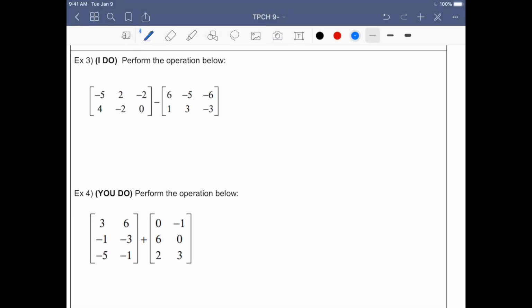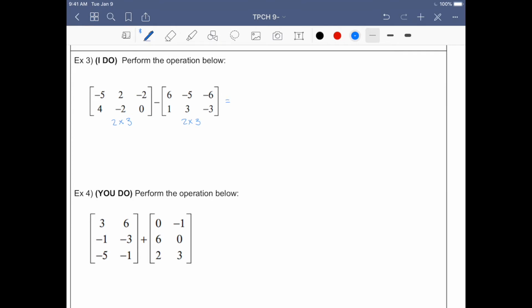Example 3, perform the operation below. Here we have subtraction. The first thing I want to do is make sure that both of these matrices have the exact same size. I can see from inspection that they do, but just for good measure, let's figure out the dimensions of both matrices. So I have 2 rows and 3 columns, and here I have 2 rows and 3 columns. So they are the same size, so I can actually subtract.